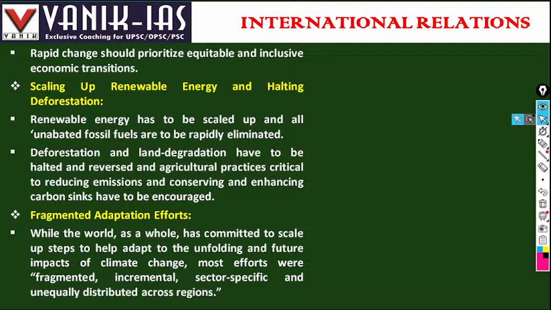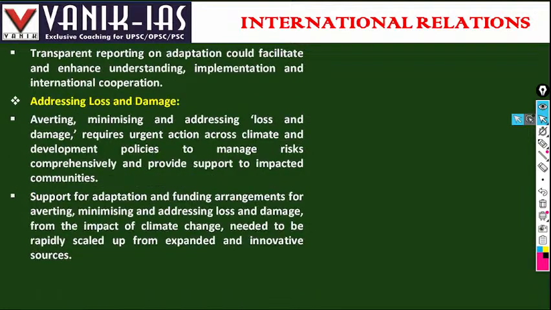On adaptation efforts, the world as a whole has committed to scale up steps to help adapt to unfolding and future impacts of climate change. Most efforts were fragmented, incremental, sector specific, and unequally distributed across the regions. Transparent reporting on adaptation is needed to facilitate and enhance understanding, implementation, and international cooperation.